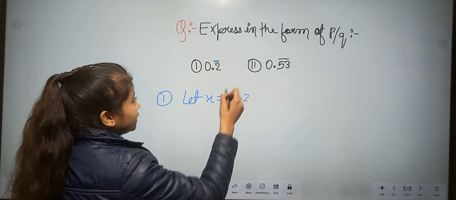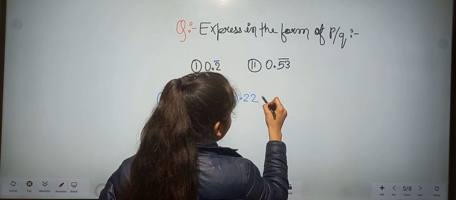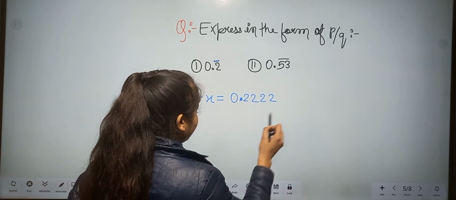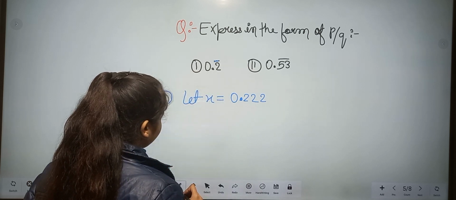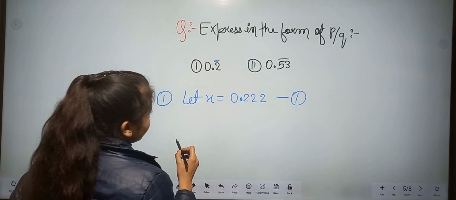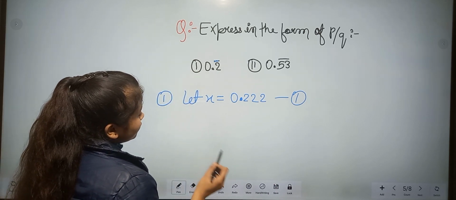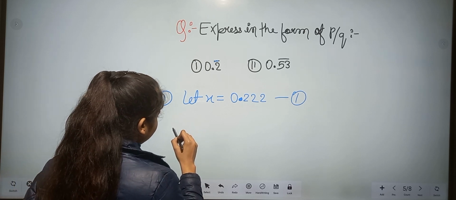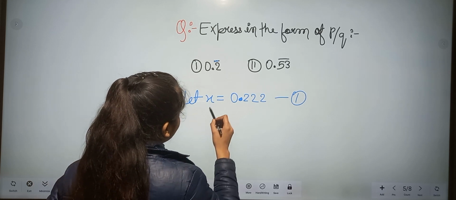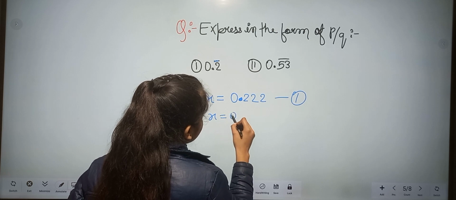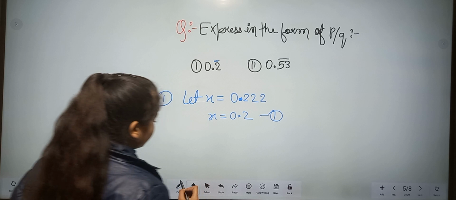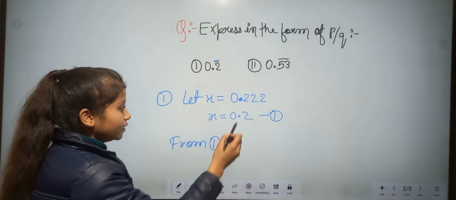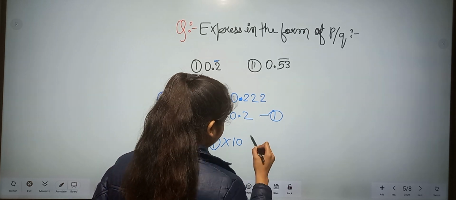This bar shows that 2 is a repeating number, so after the decimal 2 is repeating. So we can write this. And after that we have to think about what we have to multiply by so that the decimal is removed. If we multiply the first equation by 10, the decimal is removed. So we have to multiply by 10.